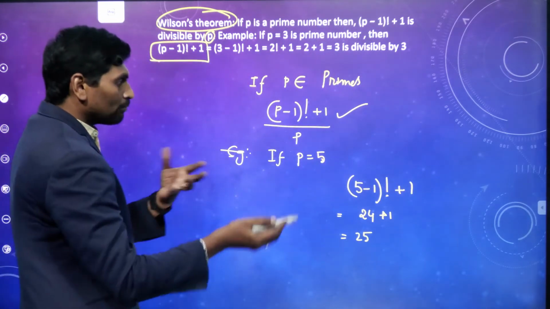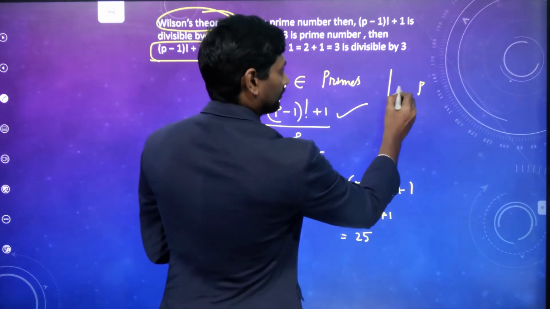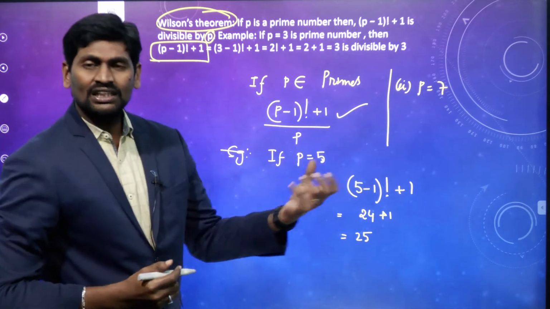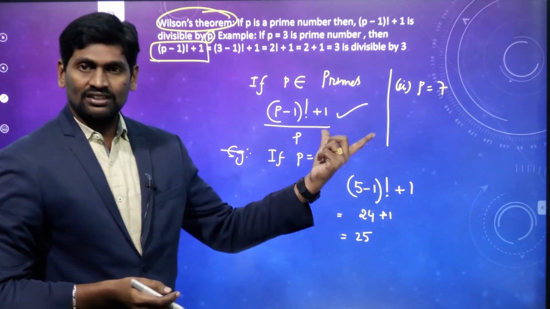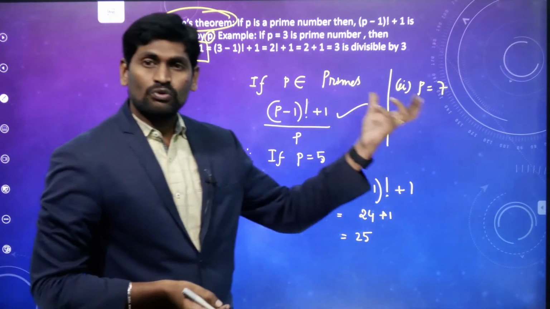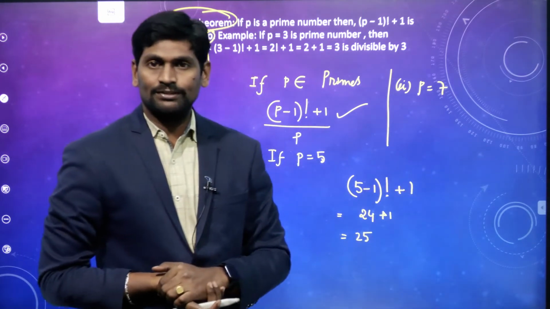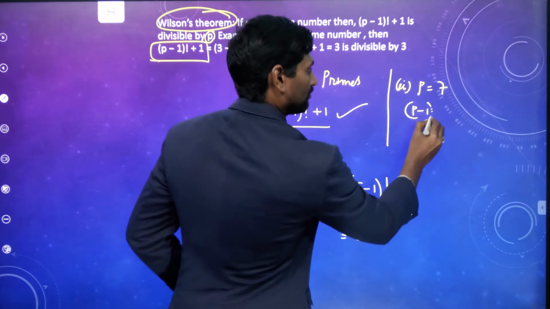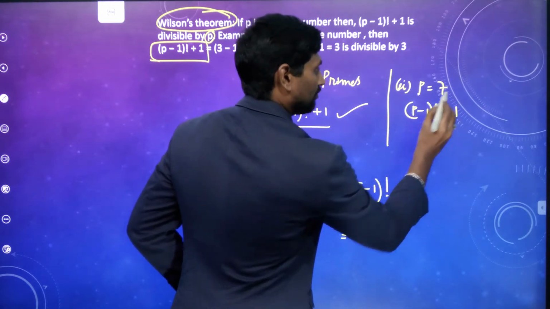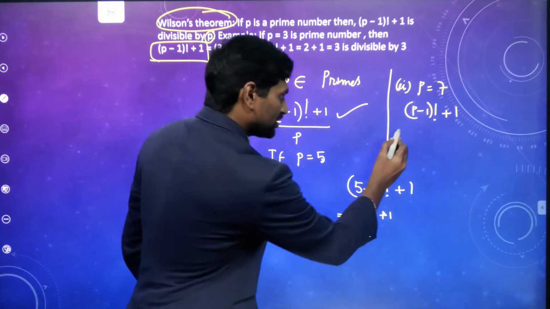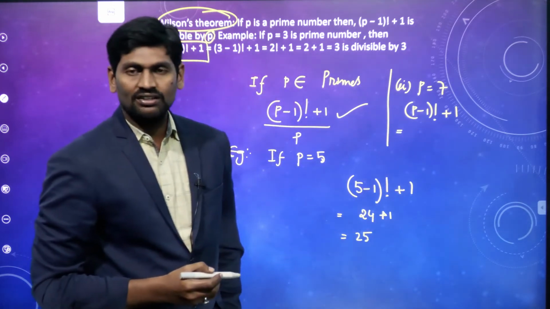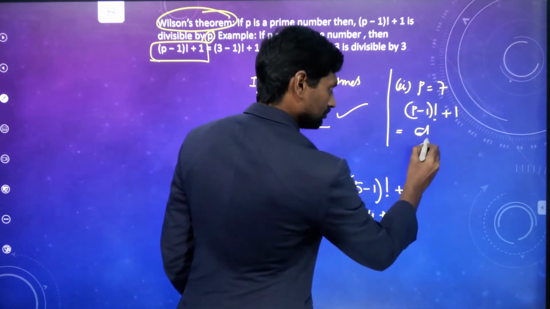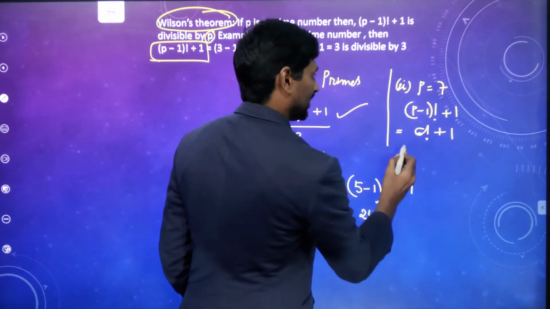Now I am taking one more prime number, that is p value 7. Write the Wilson theorem. What is the p value? 7. So Wilson theorem is (p minus 1) factorial plus 1 should be divisible by p. Let us find the value. In the place of p, I have to substitute 7. 7 minus 1 is 6 factorial.